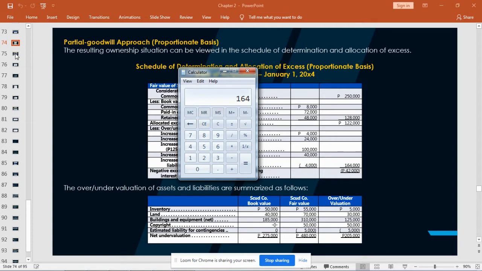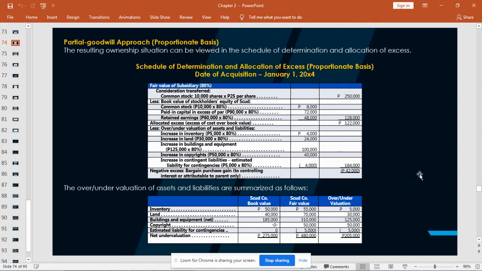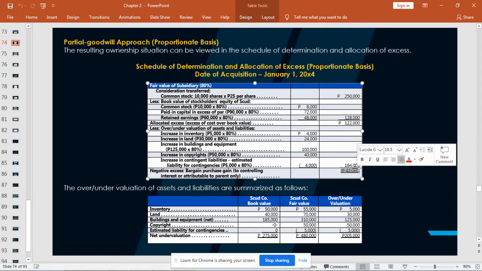Okay? So, ang ating goodwill, sorry. So, ito yung ating allocated excess na 122,000. Then, yung changes in fair value would be 164,000. We have a negative excess or a bargain purchase gain of 42,000. Okay? To controlling interest or attributable to parents only. Right? Right.